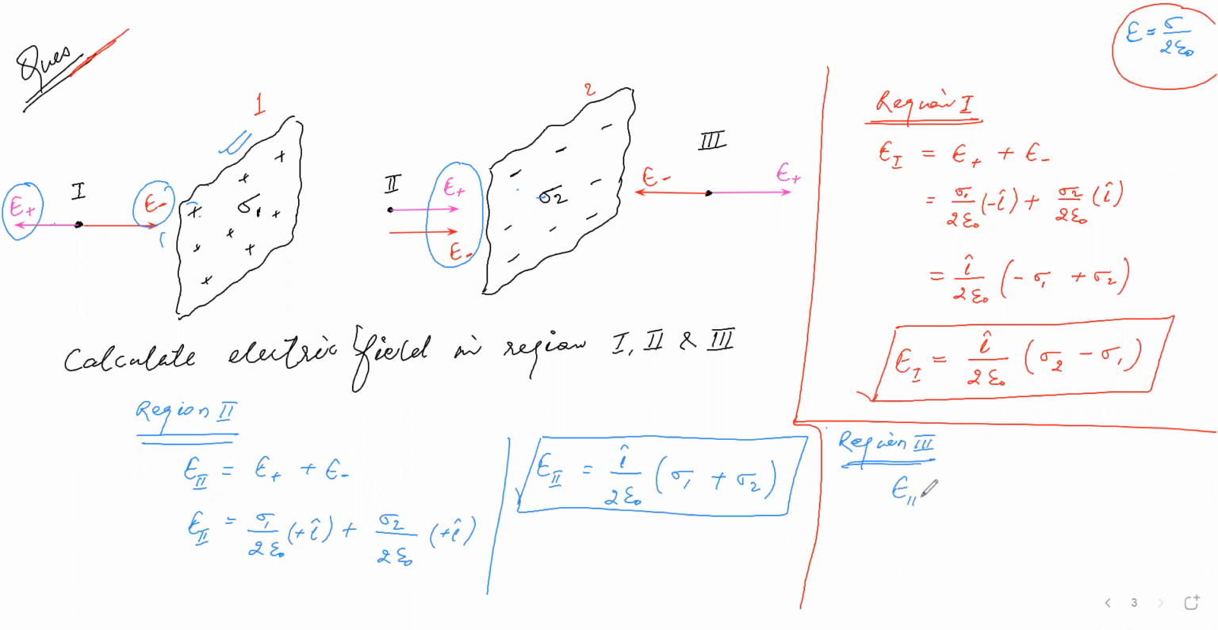I hope all of you can easily calculate it now. It is very, very easy. E plus plus E minus. You get sigma over 2 epsilon naught. E plus is along plus i cap, so it is plus i cap, plus sigma 2 over 2 epsilon naught, which is minus i cap. You can take i cap over 2 epsilon naught as common, and you get sigma 1 minus sigma 2. This is your final calculation of region 3. Okay, note it down, please.